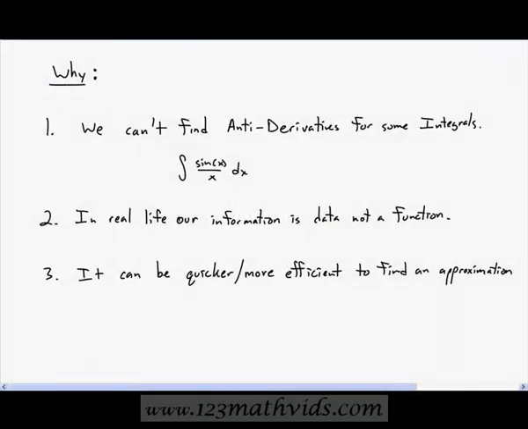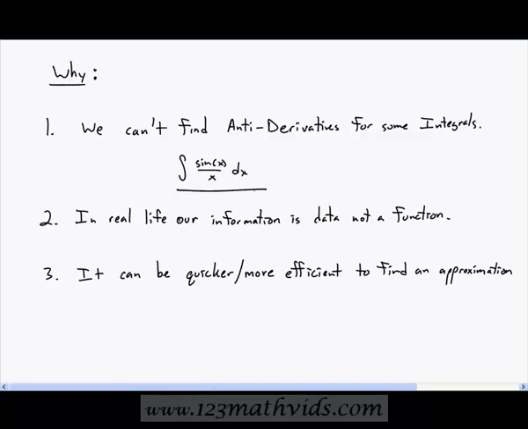So first of all, why? Why are we using numerical methods versus analytical methods? And so there's three main reasons. The first one says because we can't find an antiderivative for some integrals. So we'd like to be able to use analytical methods, but for instance, this integral of sine x over x, we can't find a nice simple antiderivative that would allow us to complete this integration. So we can't use by parts or substitution or anything, in fact, to find an antiderivative. So we just can't use an analytical method.